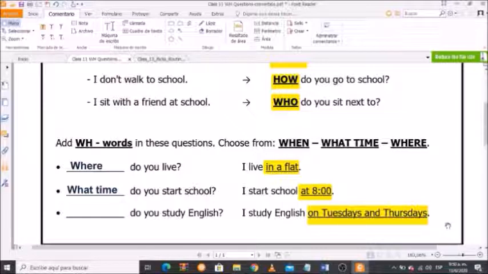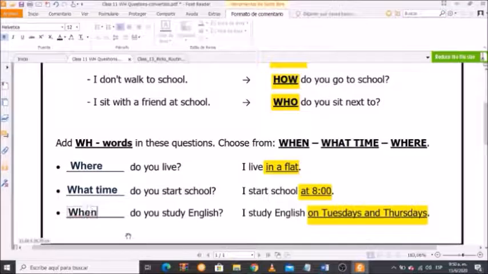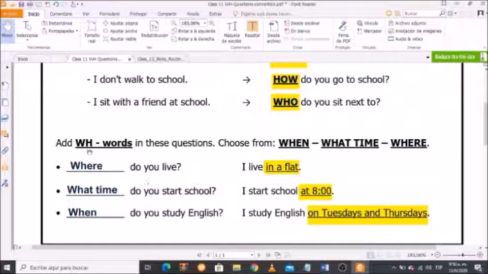Okay, we want to know which days of the week this person studies English. Sí, queremos saber de todos los días de la semana cuando esta persona estudia inglés. So, we say, when, cuando, when do you study English? Okay? Muy bien, entonces recuerden que la WH word va a ir al inicio de nuestra pregunta. Okay, so remember that if you have any questions, please ask your teacher in the chat.